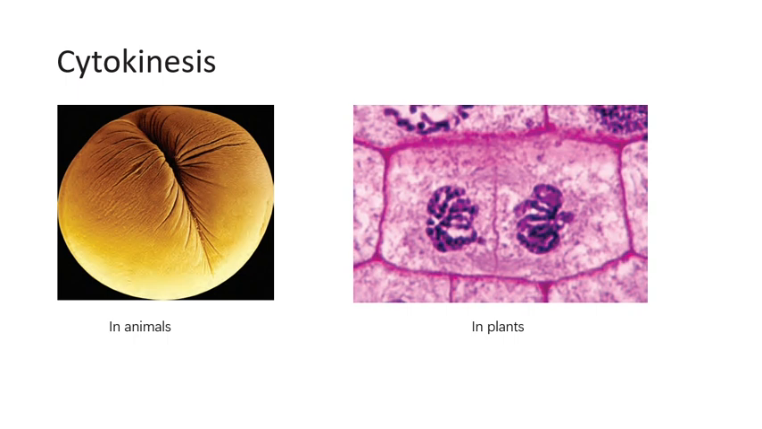And once cytokinesis is complete, whether it's in animals or plants, two genetically identical daughter cells have been produced. And each daughter cell has a single nucleus surrounding cytoplasm and organelles and a plasma membrane.